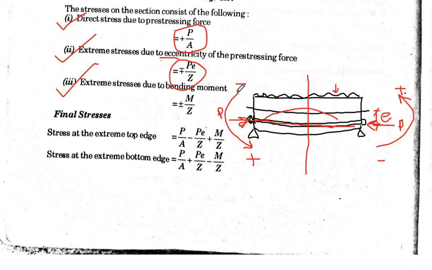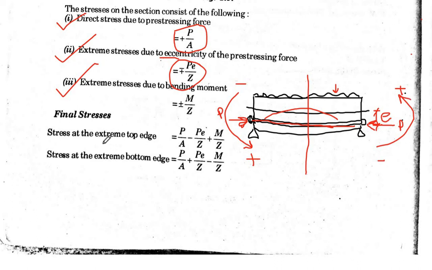There is eccentricity, this moment is there, so negative here, positive here at the bottom. Also, another third stress which is developed is the stress due to the bending moment, which is given by M by Z due to this load, plus minus M by Z. That means at the top it is compression, at the bottom it is tension.